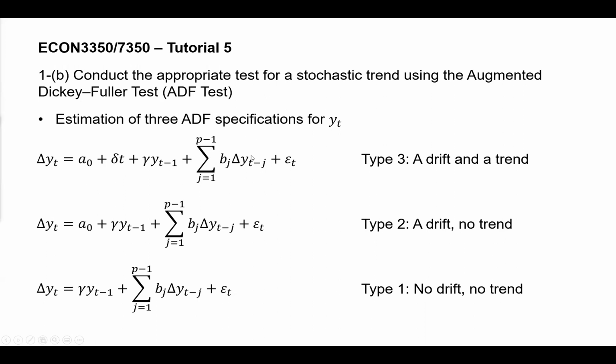Once we make the choice for that lag length for delta YT, what the software does is that it will estimate the equation and determine the significance of gamma. If gamma is significant, then we confirm that the process is not indistinguishable from a process with a unit root.